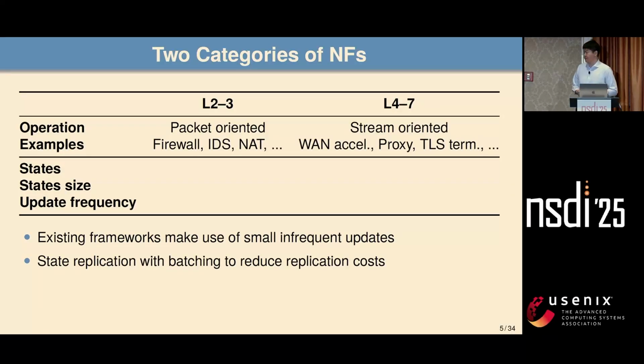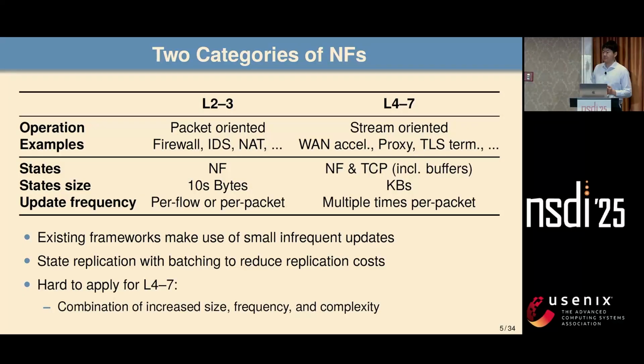State replication systems are designed to improve the reliability and scalability of layer 2 to 3 network functions. They often assume that the state updates are small and infrequent, and they use batching to reduce the replication overhead. However, these systems cannot be used for layer 4 to 7 network functions, because the combination of increased size, frequency, and complexity undermines the batching techniques used by these systems. TCP is ubiquitous. It makes up the majority of internet traffic. And because of that, we need a better solution for layer 4 to 7 network functions.